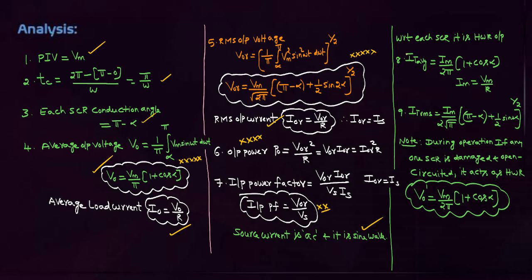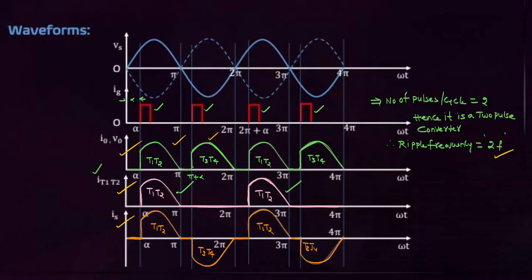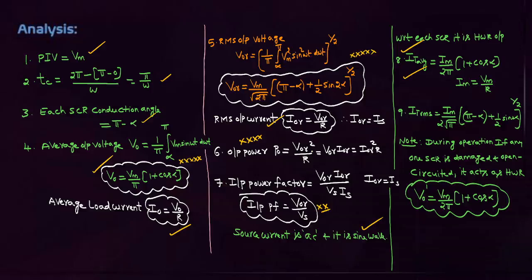This is the average thyristor current. With respect to each thyristor, it acts as a half wave rectifier. You see in the waveform also. With respect to each thyristor, which output is it? Half wave rectifier output. That's why this is the average thyristor current expression. This is RMS thyristor current expression.